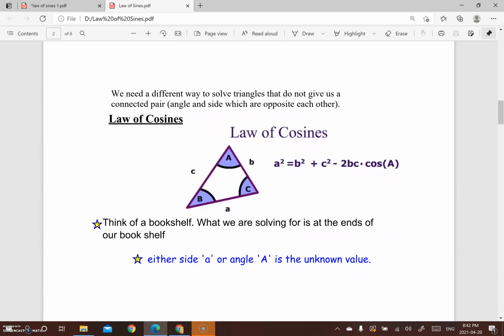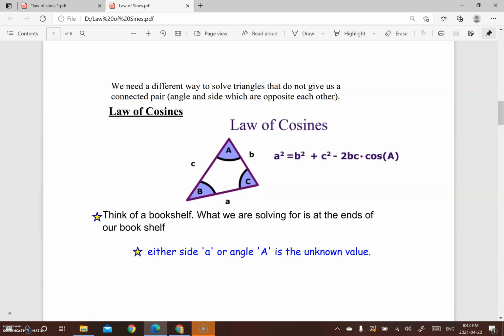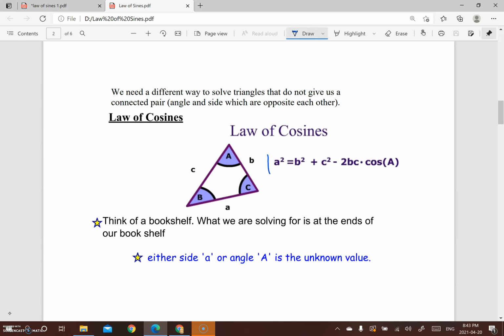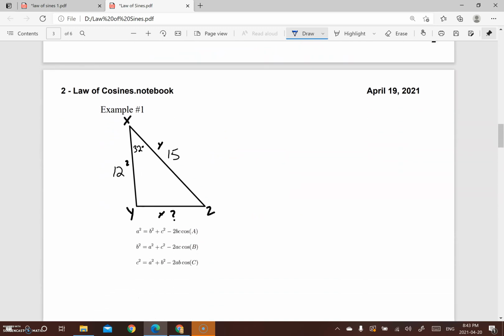We need a different way to solve triangles that don't give us the connected pair, and this is the law of cosines. Now the formula is a bit more confusing, but I like it if you think of it like a bookshelf. And what we are solving for is at the ends of our bookshelf. So in the following example, either we know what A is, or we're trying to solve for it, or we're trying to solve for that last angle. And I am not one for wanting to memorize formulas. So let's look at an example.